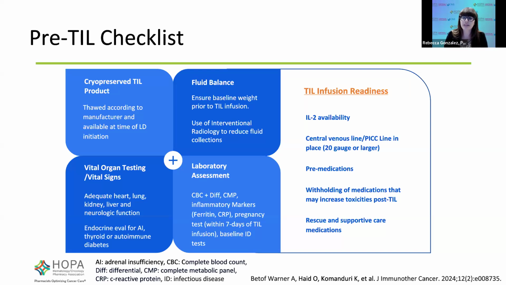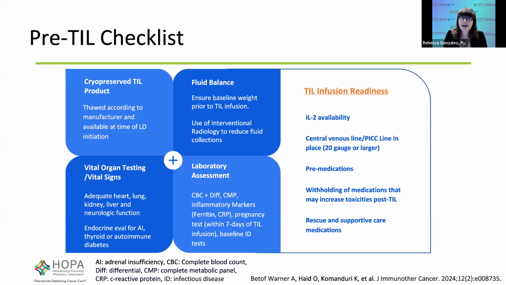And then lastly, focusing on the TIL readiness, we do want to make sure that the patient has central access to receive not only the TIL product, IL-2, and any subsequent medications such as antimicrobials or pressor support, hopefully not, but just in case. And then we make sure that we are holding some medications that may worsen hypotension, like blood pressure medications, or if a patient has low platelets, hopefully holding some of those blood thinners as well.